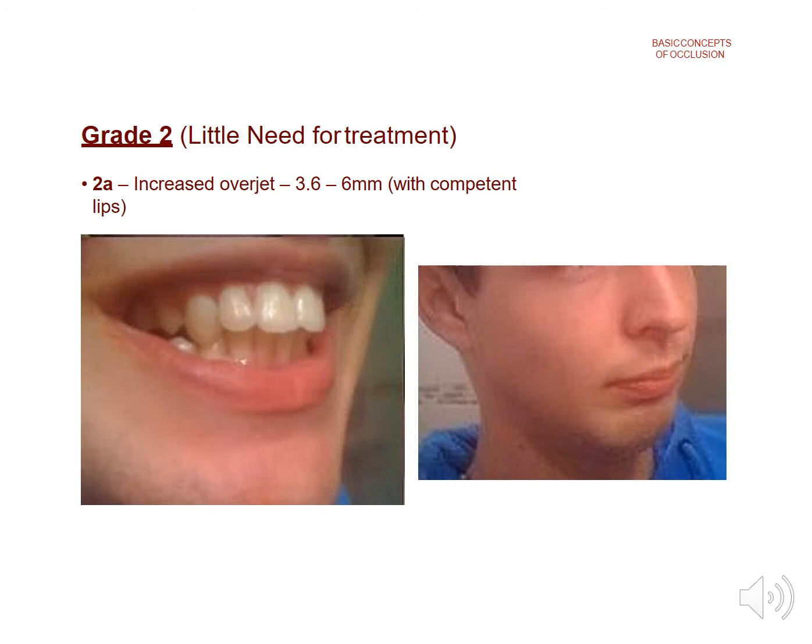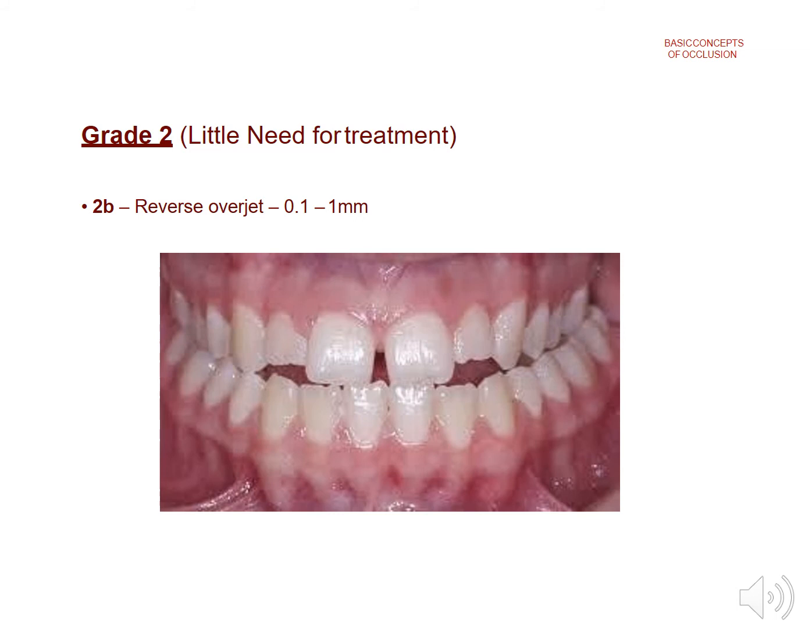This is an example of grade 2A with increased overjet up to 6 mm. Note that the patient can still close the lips together. If the patient is unable to close the lips together, or has incompetent lips, the grading will increase to 3A. This is 2B for the reverse overjet up to negative 1 mm. So we need to measure with the ruler. If the reverse overjet is more than negative 1 mm, then the grading will increase.